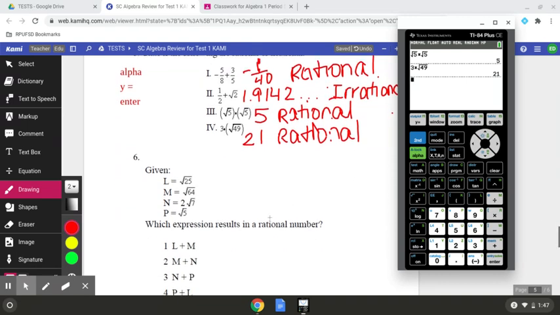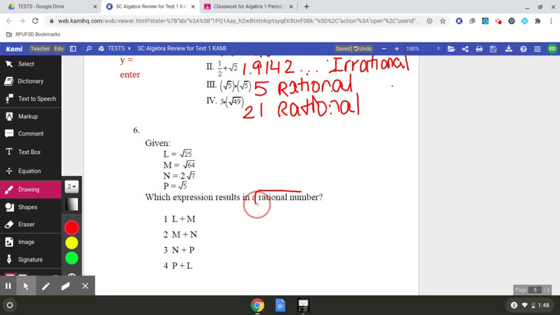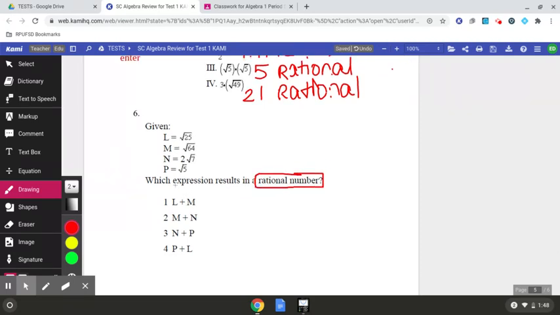Okay, so number 6, given that L equals the square root of 25, M equals the square root of 64, N equals 2 square root of 7, and P equals the square root of 5, which expression results in a rational number? So we're looking for the answer that gives us a nice answer back. So let's try the first one, L plus M. Well, they told me L was the square root of 25 plus M, which is the square root of 64.